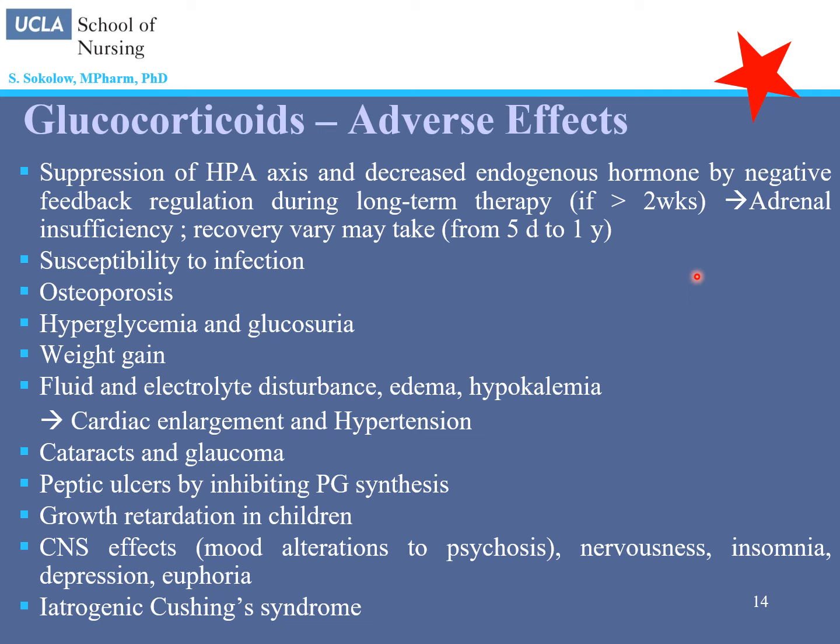They are more susceptible to infection. Also, they are at risk of osteoporosis, hyperglycemia, and glucosuria because of the effect of those glucocorticosteroids, like the physiology of cortisol. Weight gain, fluid and electrolyte disturbances, edema, hypokalemia, again, it's related to the cortisol physiology. Cataract and glaucoma, peptic ulcer by inhibiting the prostaglandin synthesis, growth retardation in children. This is if children are on oral corticosteroids.